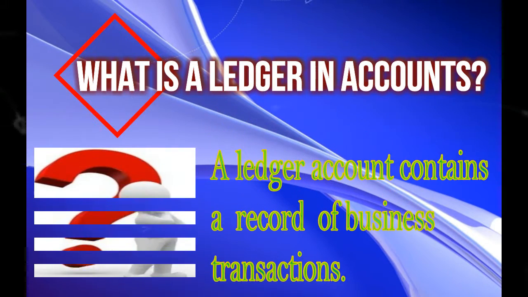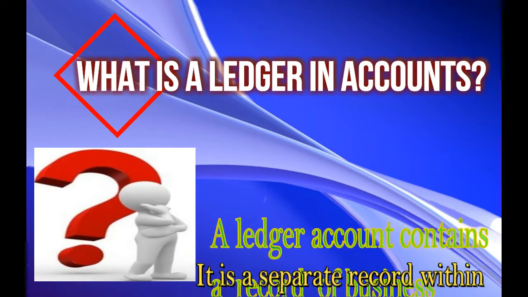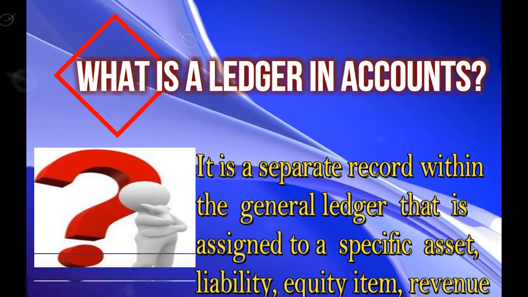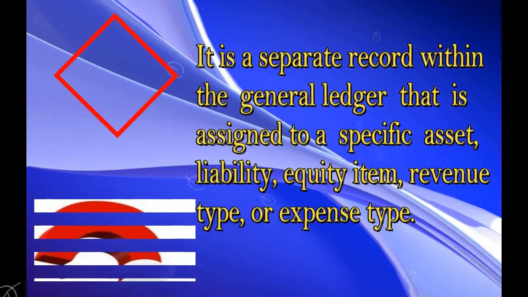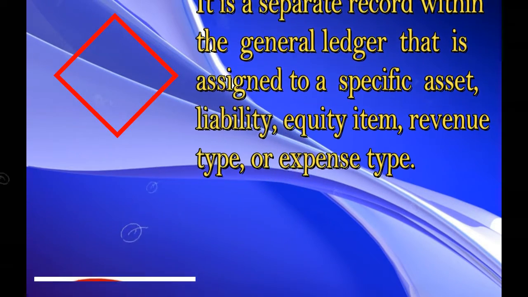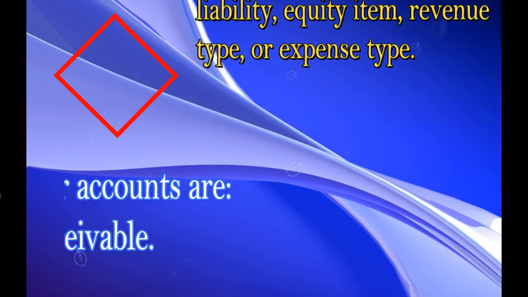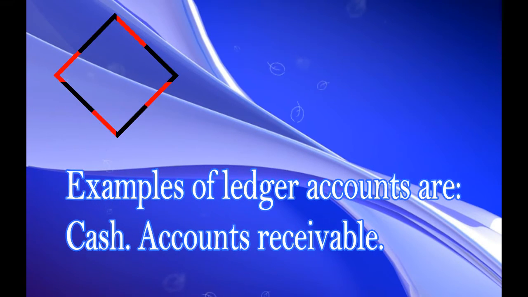A ledger account contains a record of business transactions. It is a separate record within the general ledger that is assigned to a specific asset, liability, equity item, revenue type or expense type. Examples of ledger accounts are cash and accounts receivable.